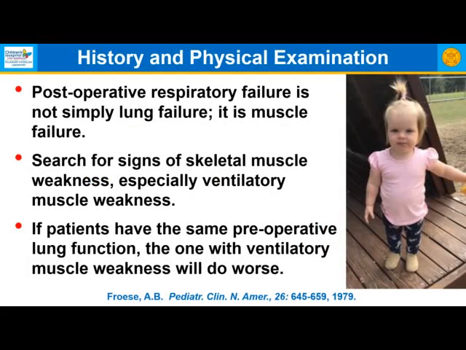Postoperative respiratory failure is not simply lung failure, it is muscle failure. Now remember, we will talk about the respiratory balance and the importance of respiratory muscle power to overcome the respiratory load. So search for signs of skeletal muscle weakness, especially ventilatory muscle weakness. And again, hearing a cough is one way to do that. If patients have the same preoperative lung function, the one with ventilatory muscle weakness will do worse postoperatively.